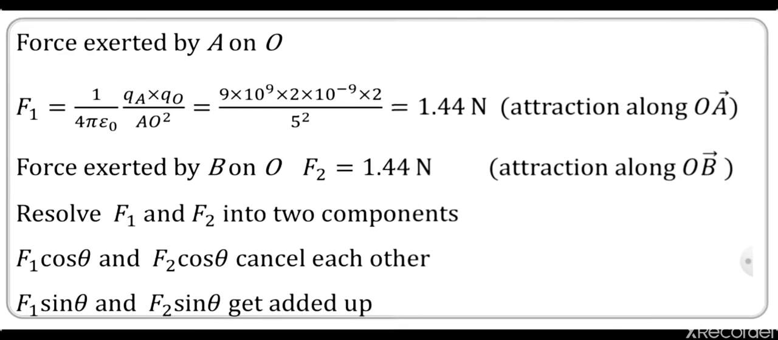So substitute that value, we'll get the F1, and similarly the next force F2 also comes the same. Yeah, the resolution concept I told, resolve F1 and F2 into two components. F1 cos theta, F2 cos theta cancel each other, and F1 sin theta, F2 sin theta get added up. Observe in the picture, F1 cos theta, F2 cos theta cancel each other because both are in opposite direction, and F1 sin theta and F2 sin theta get added up because these two are in the same direction. I will show you in a picture.